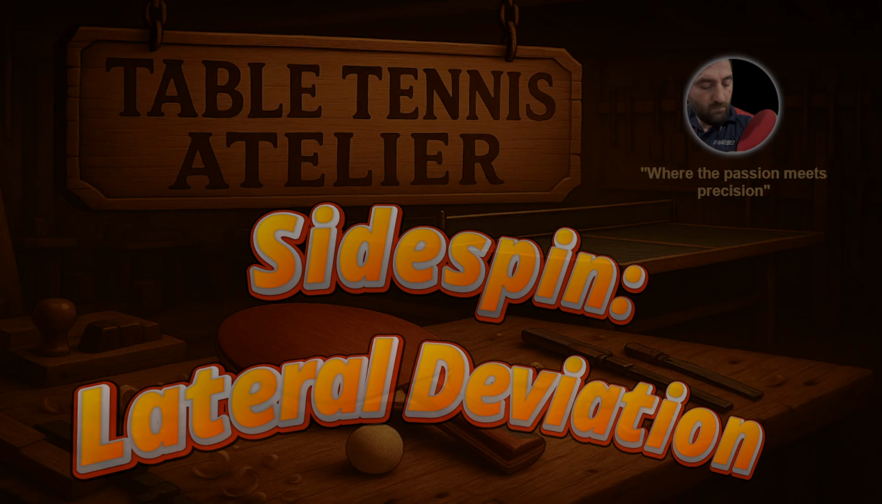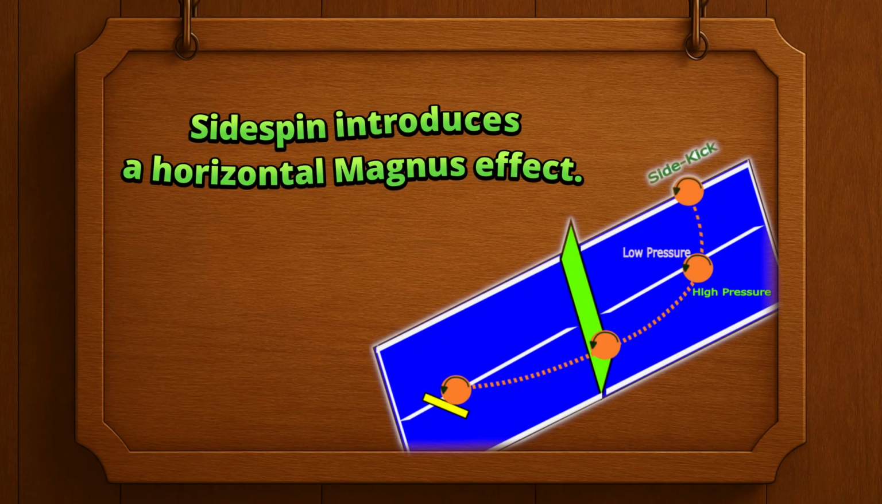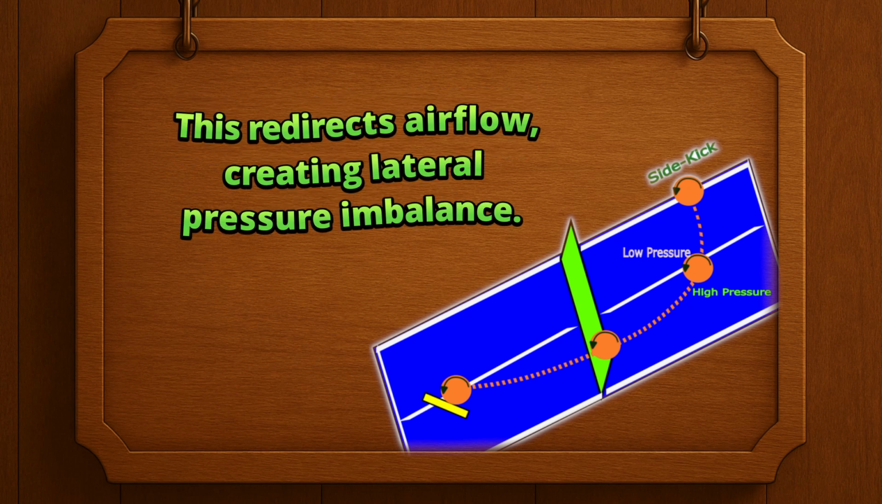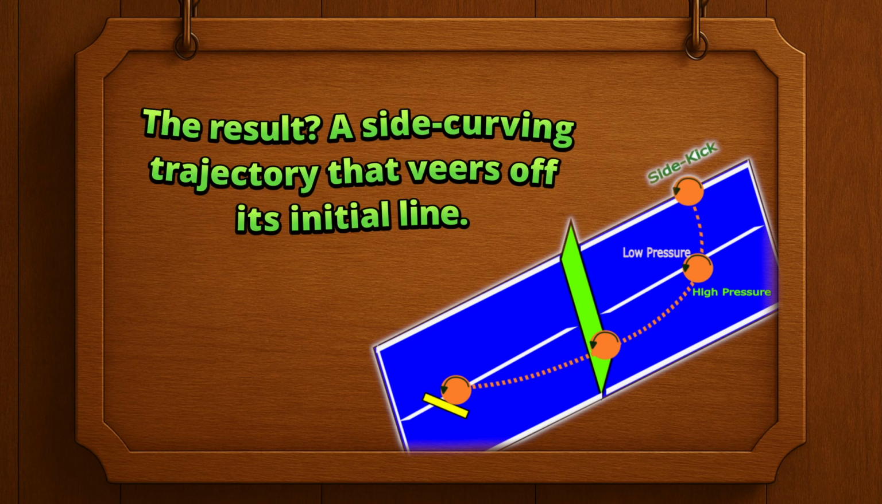Lateral deviation. Sidespin introduces a horizontal Magnus effect. The ball spins around a vertical axis, either left or right. This redirects airflow, creating lateral pressure imbalance. The result? A side-curving trajectory that veers off its initial line.